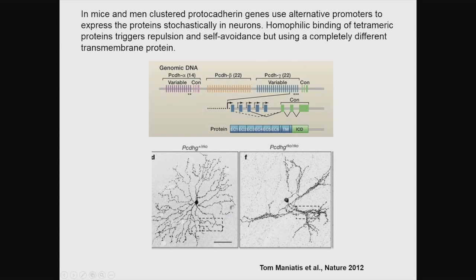And these neurites will repel each other. This is, I think, an amacrine cell in the retina. If you mutate that, then they don't. So, an amazing thing: you use two different proteins, but the process is the same, the repulsion of the neurites.